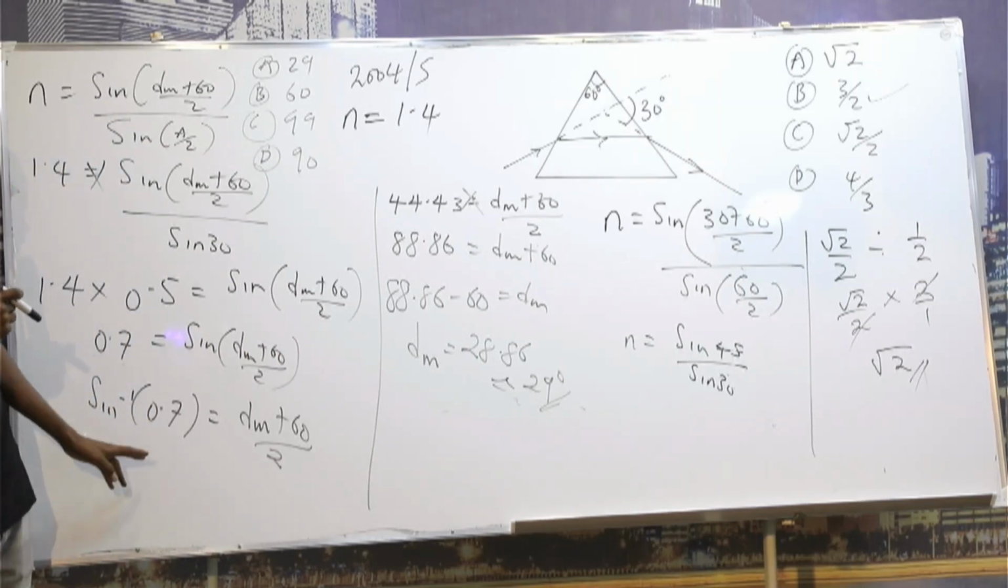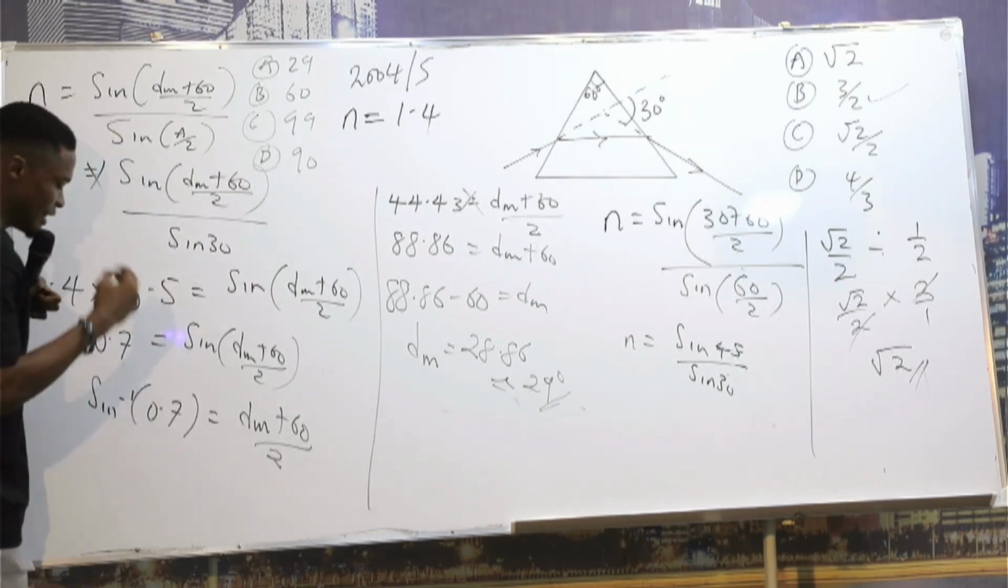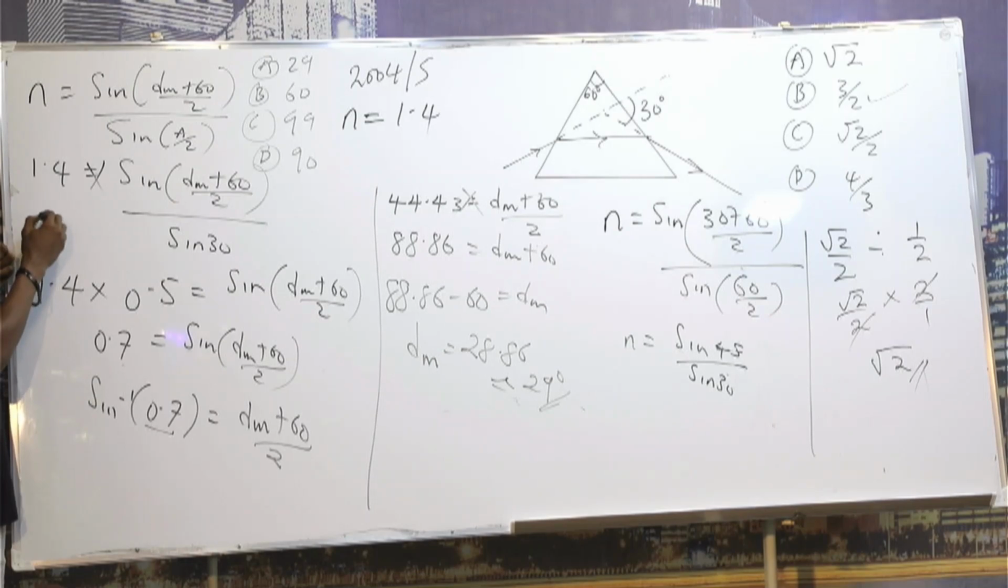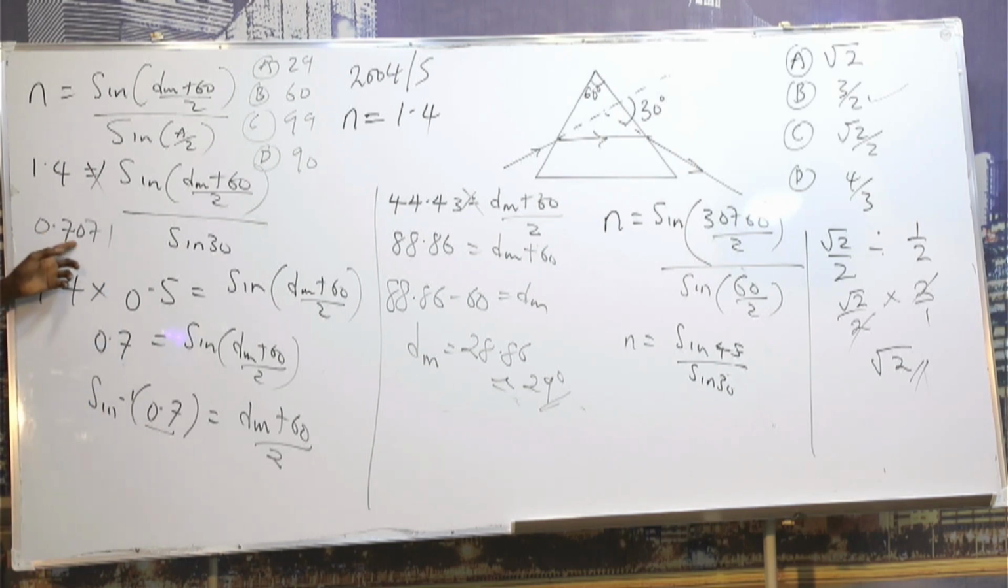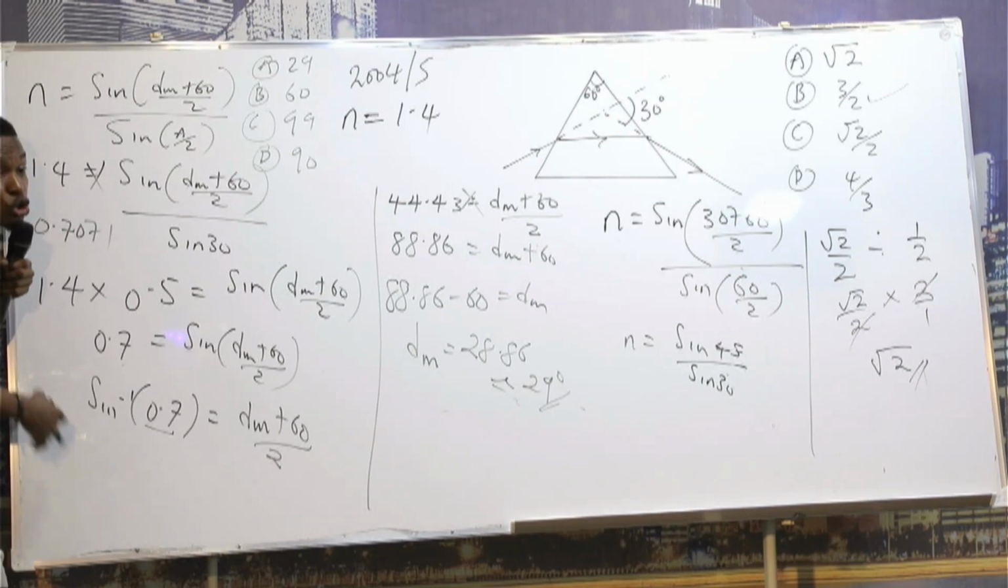Class, all you just need to do is ask yourself, when you look at this, 0.7 is close to 0.7071. And 0.7071 is the sine of 45. Are you with me now? If you take sine 45, this is what it will give you. Now, you can tell yourself that this angle is approximately 45. So, since this number is close to this number, then this angle will be close to 45.